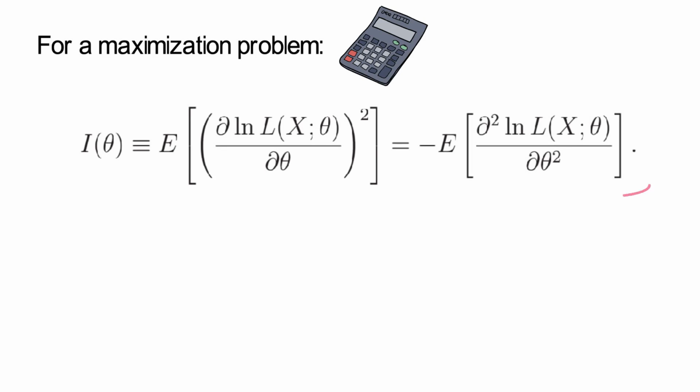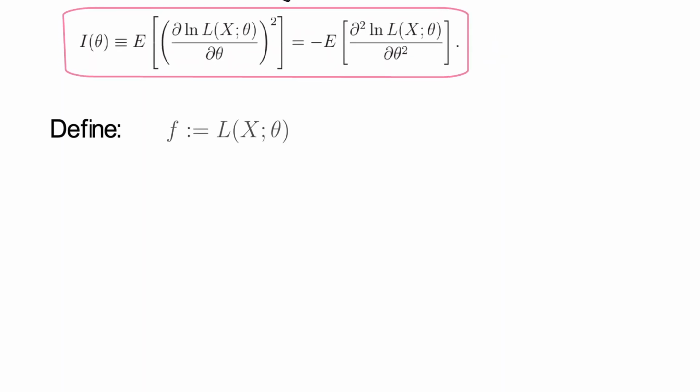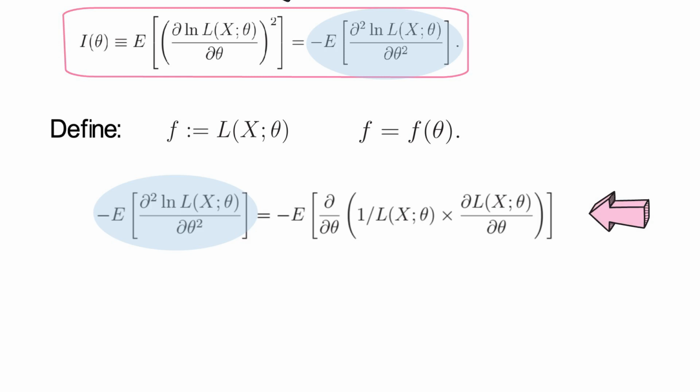Now let's show that that last equality sign holds. So we define f to be the likelihood that depends on the data x and the parameter theta, and to shorten the notation, we just say f is a function of theta, because that's the parameter vector. So we ignore the x. Now we are going to rewrite minus the expectation of the second derivative of ln L, where the derivative is taken with regard to theta, as minus the expectation.